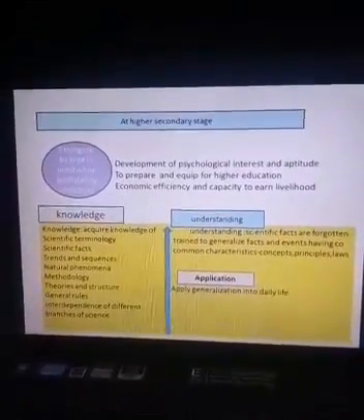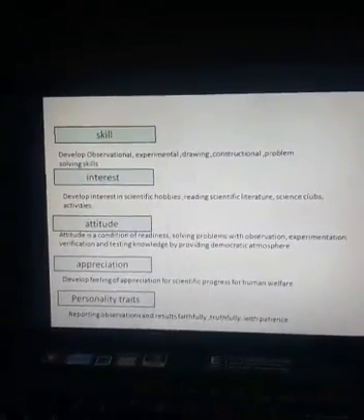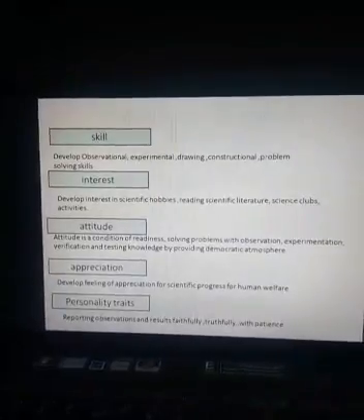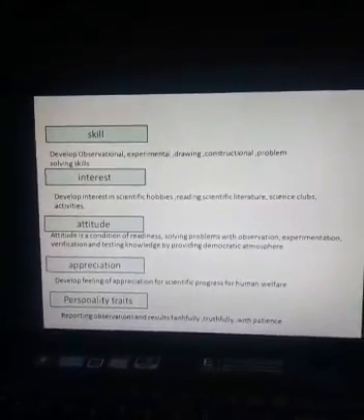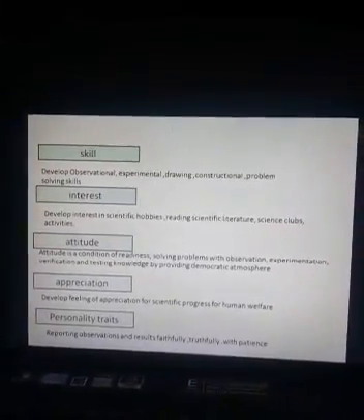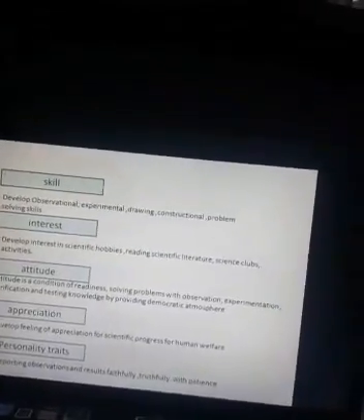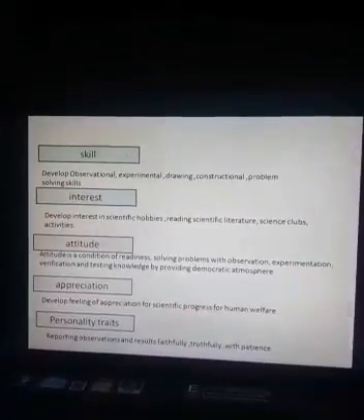Then as I said comes the skill. At this stage we need to develop observational, experimental, drawing, constructional, problem solving skills in the children. Then comes the interest. What type of interest? The scientific related interest, scientific hobbies, reading scientific literature, activities related to scientific clubs.